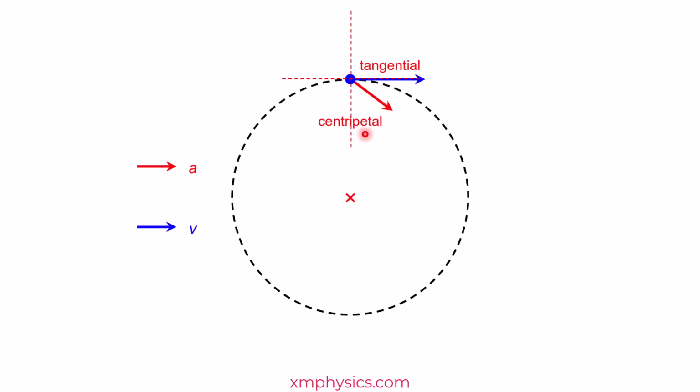Why centripetal? Now, the word centripetal just means towards the center of a circle, right? So the center of the circle is here. So this direction is called the centripetal direction. So if I resolve my acceleration into the tangential and centripetal components, it will look something like this. Get it? So this acceleration, I resolve it into these two components.